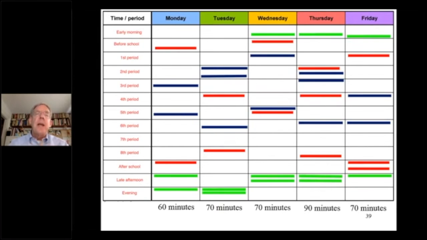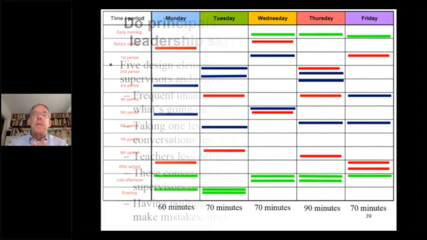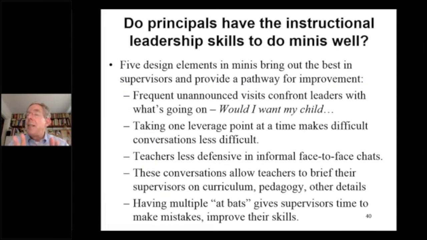And then I believe that actually the structure of many observations makes this easier, not easy, but easier than the traditional method. So here are the 5 design elements that I think make this a pathway to improvement and also something that's doable. First of all, when you're in a classroom and you see daily reality, you're really motivated to do something if you see something that your own children shouldn't experience in a school. So it motivates you, okay?